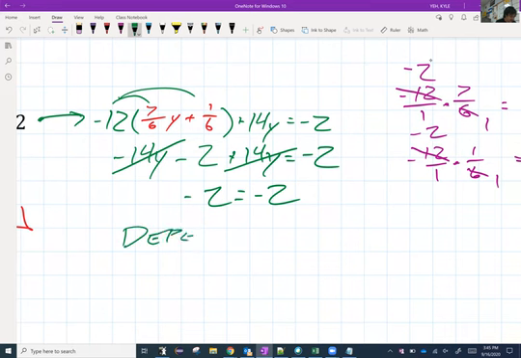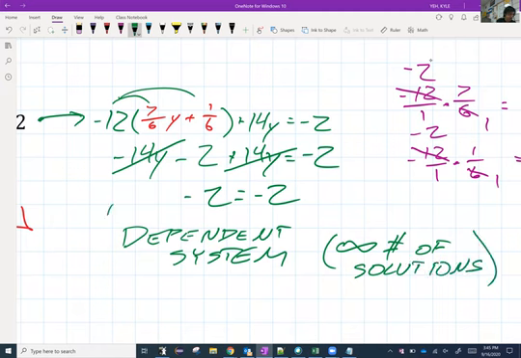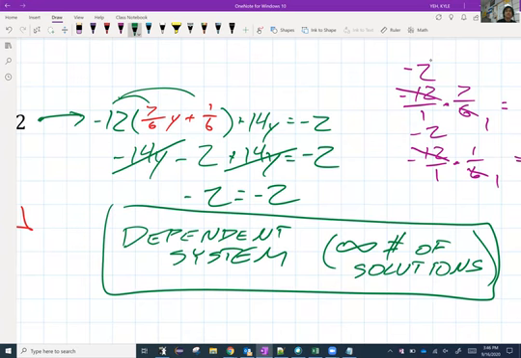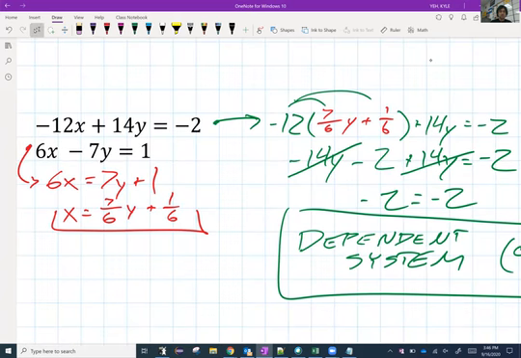This means that this is a dependent system. And if you remember that piece of vocab, that means there are an infinite number of solutions because these are actually the exact same line lying on top of itself. And again, we could graph it just to confirm, but these two equations were basically the same equation.